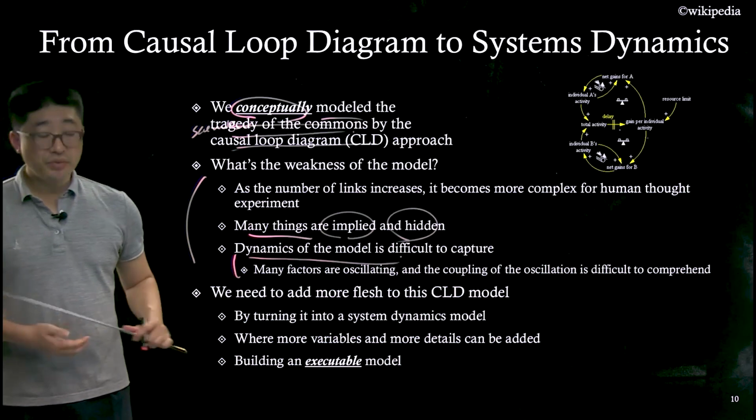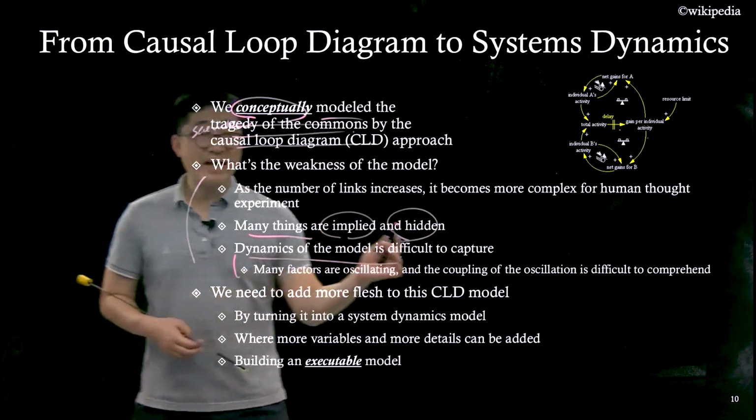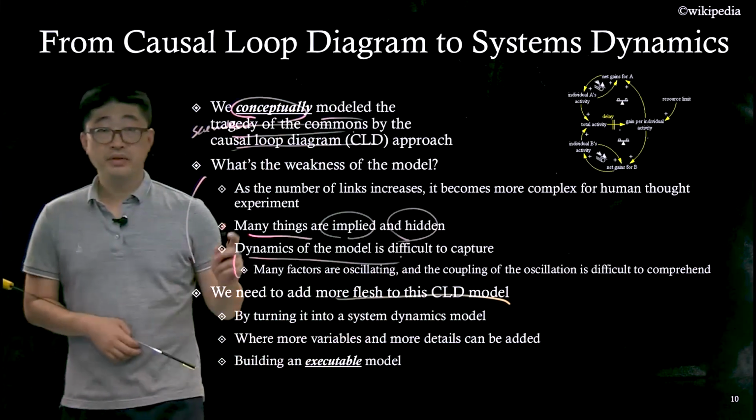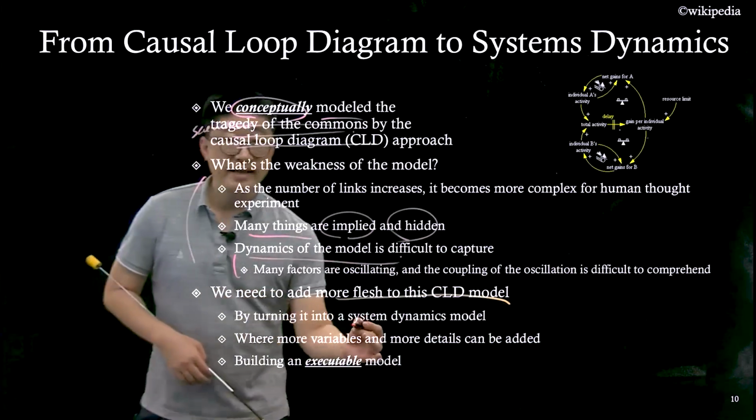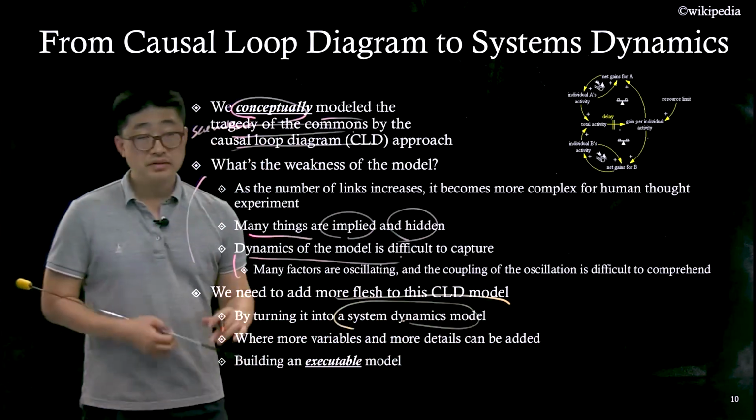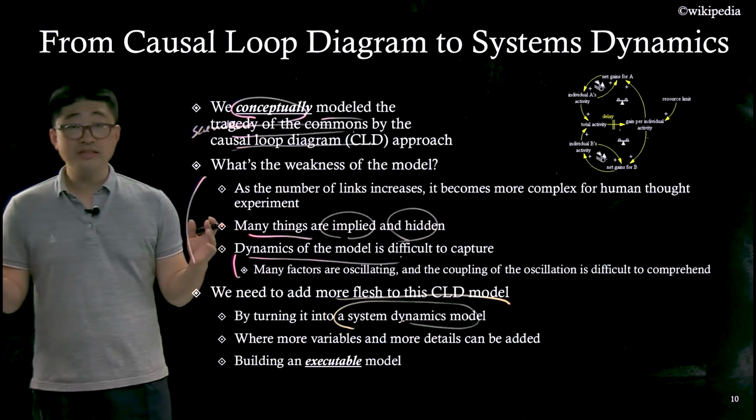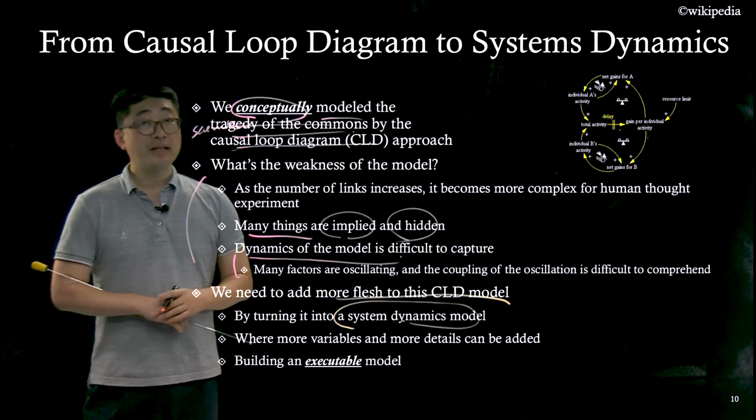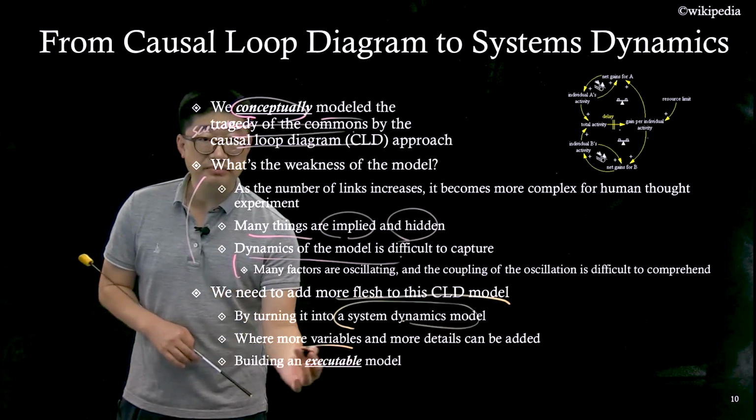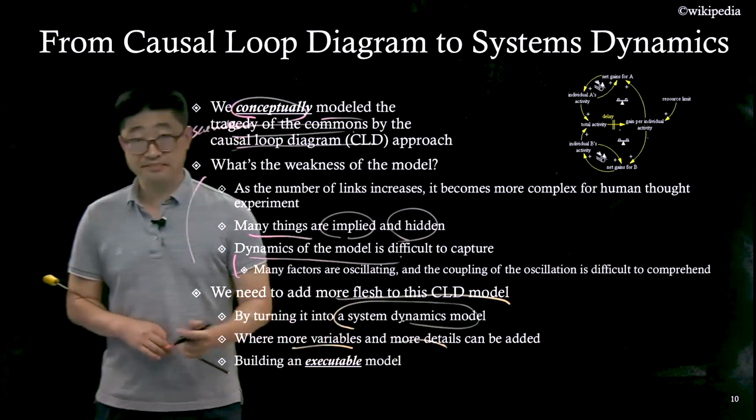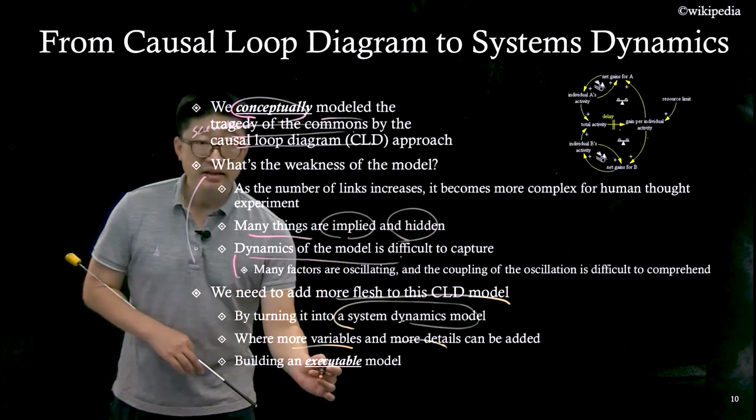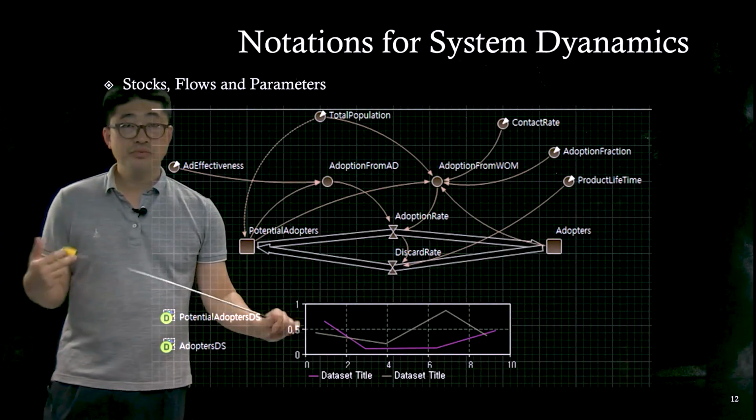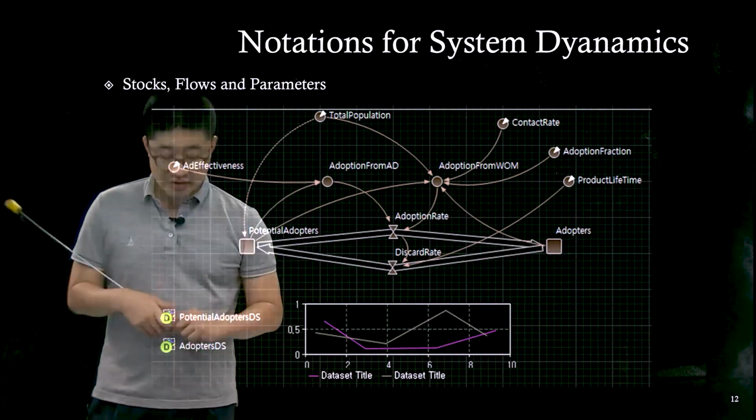So we are going to add more flesh to this skeleton-level causal loop diagram model by turning it into a system dynamics model. Then we have to understand how to build it, what the notation of the system dynamics model is, and how to add more relevant variables and details into the system. And finally, make an executable model. To understand the system dynamics model, let's explore its notation first.